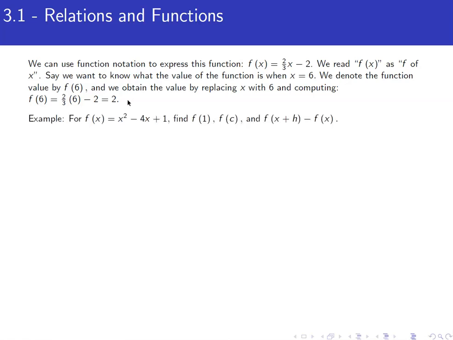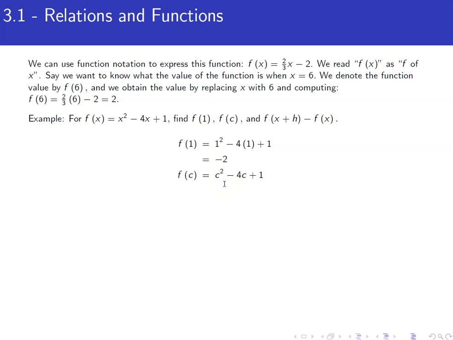Let's look at another example. Let's say we have the function f of x is equal to x squared minus 4x plus 1. And this problem asks us to do 3 different manipulations with the function. We want to do f of 1, f of c, and f of the quantity x plus h minus f of x. So again, all f of 1 means is we take out the x and put in the 1. So everywhere we see x here, we're going to put in a 1. So f of 1 is 1 squared minus 4 times 1 plus 1, which gives us negative 2.